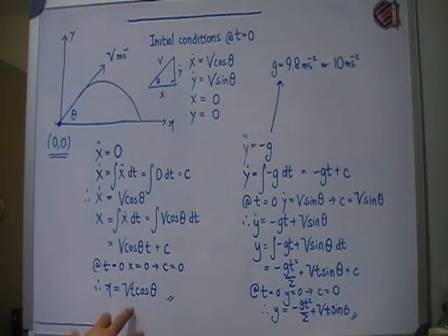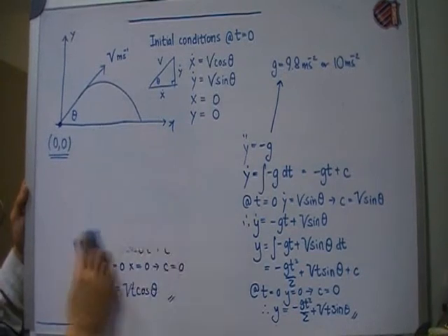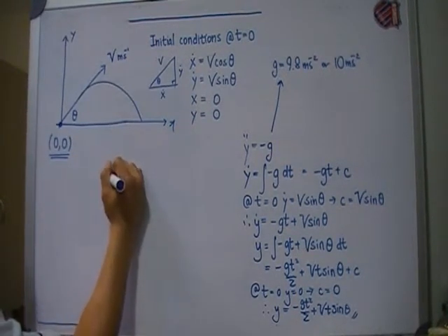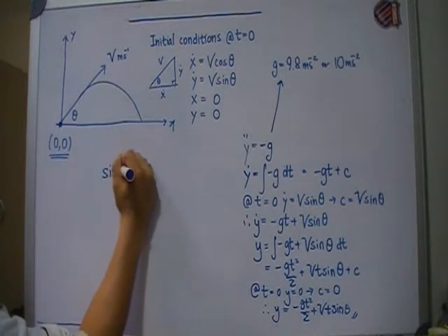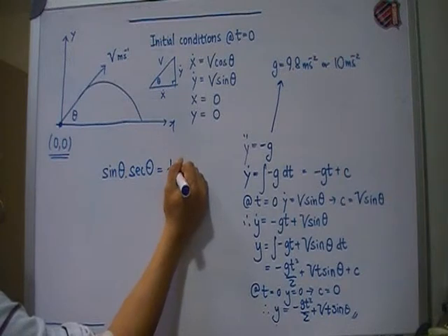and then we'll be making t the subject here, so t equals x on v cos theta, and then subbing it into y. And that will become a quadratic in tan theta. Some assumed knowledge, well, not really assumed knowledge, it's really just revision. What you do need to know is obviously that sin theta times sec theta equals tan theta.